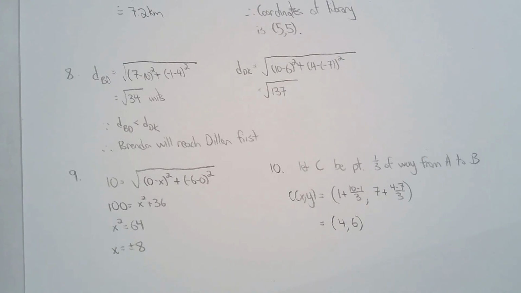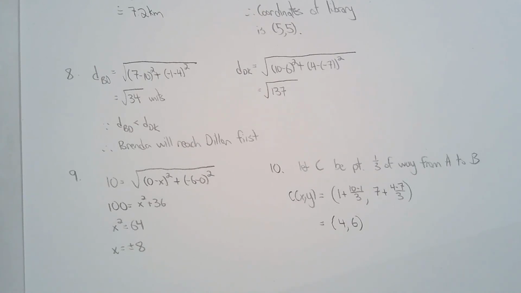Okay, and if you have a hard time understanding why it could be 8 or negative 8, I highly recommend you to draw a picture here. This would be really helpful. So plot point B, and then plot 8, 0 and negative 8, 0 to show that there are 2 ways to get a line segment of distance 10 units.